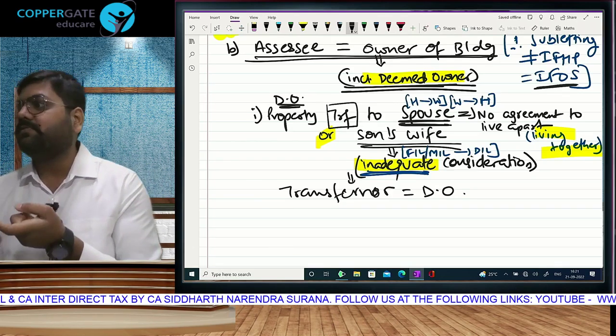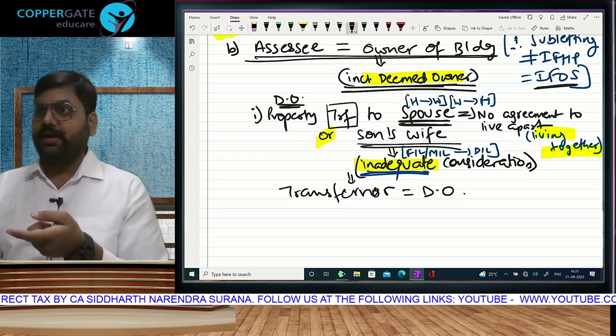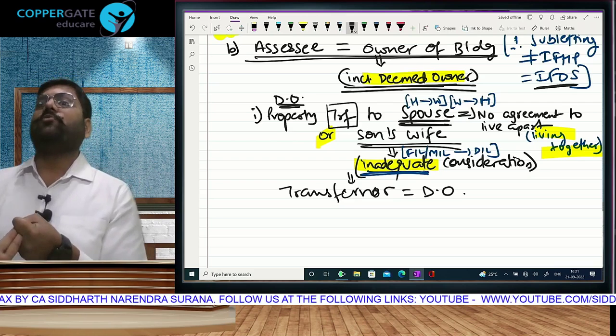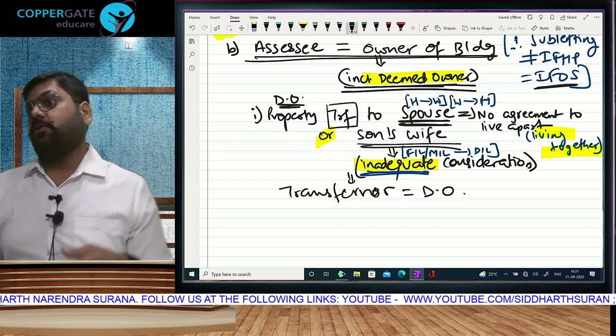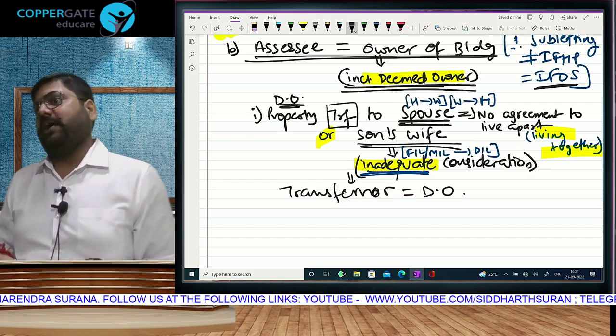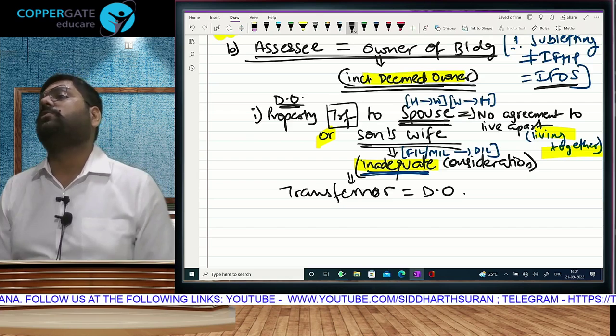Condition 1: building, full or part, but open land is not covered. With building, land is covered. Second, you have to be the owner. Legal owner. In a case of deemed owner, the legal owner has been the spouse or wife, the son's wife has become the legal owner. But we will assume you to be the owner.